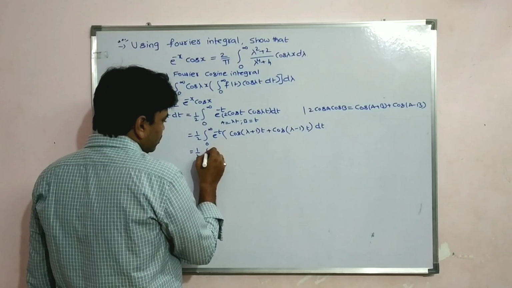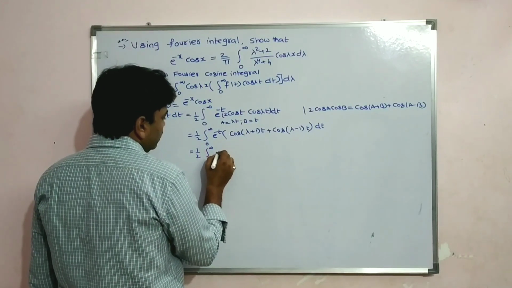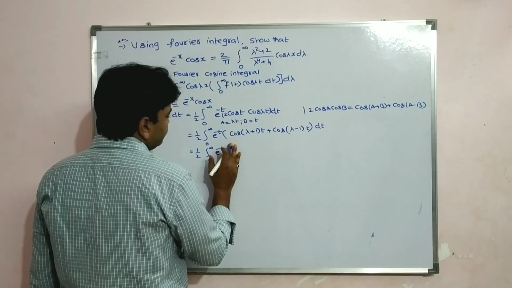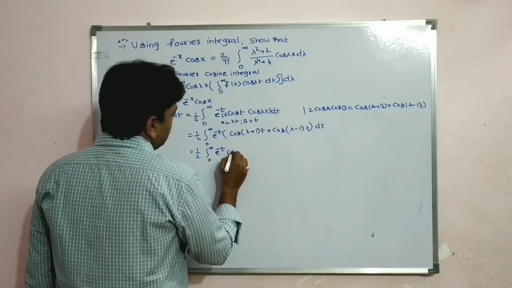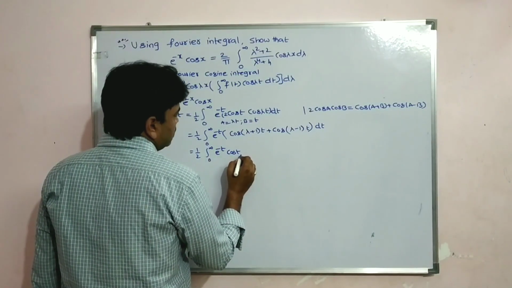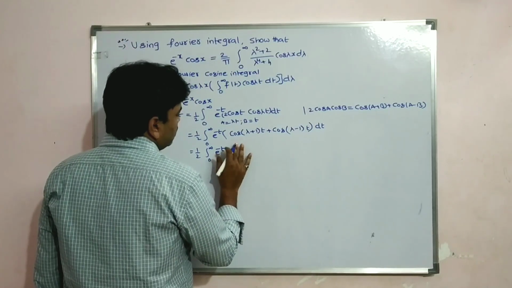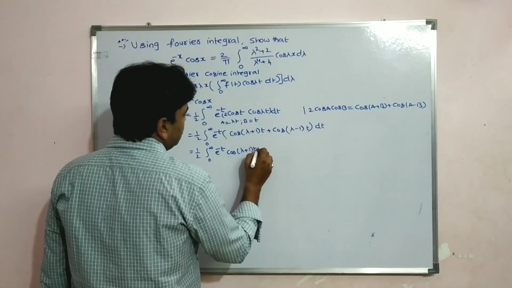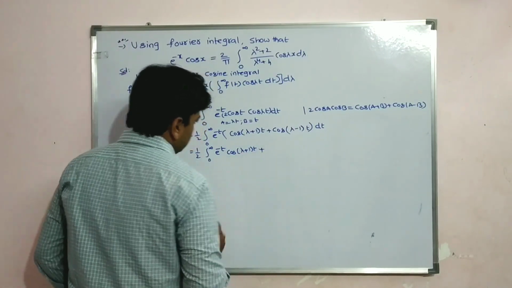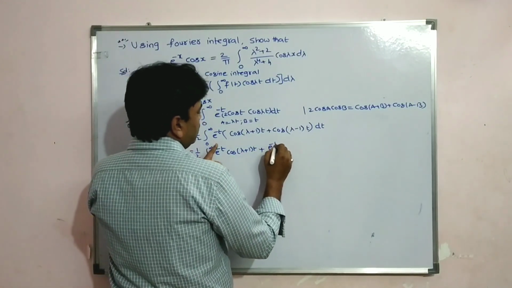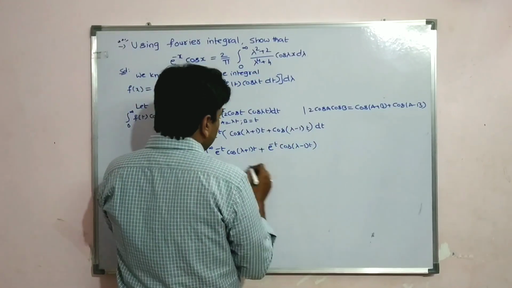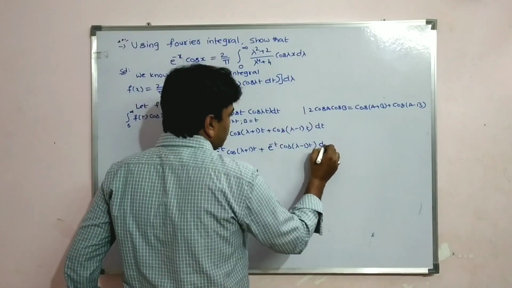Now, multiply with e power minus t, students. So, 1 by 2 into integral 0 to infinity e power minus t cos lambda plus 1 into t plus e power minus t cos lambda minus 1 into t into dt.